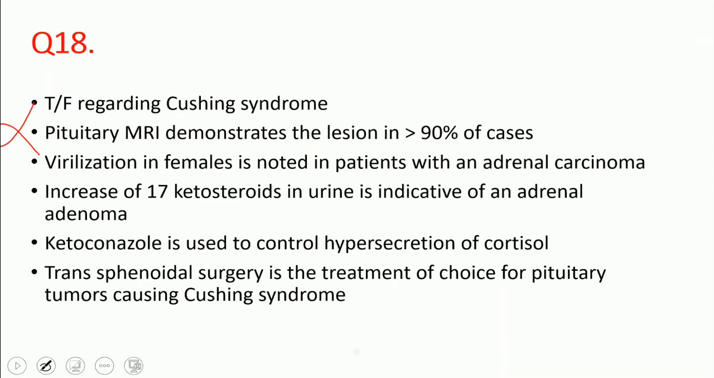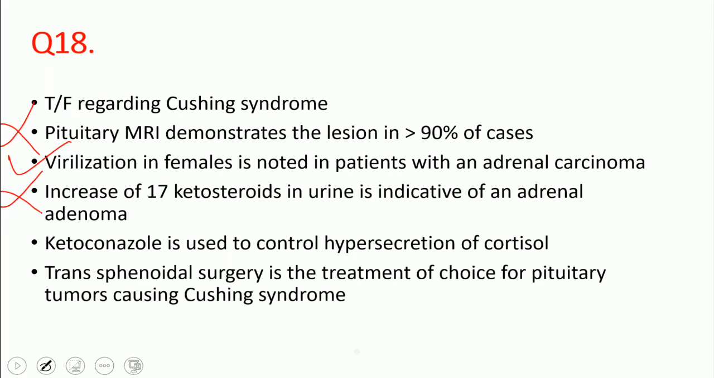In about 20% it is normal. Virilization is noted in patients with adrenal carcinoma. That is true because these adrenal tumors can produce sex hormones as well, as you know, and that can cause virilization. Increase of 17 keto steroids in urine is indicative of adrenal adenoma and adrenal carcinoma.